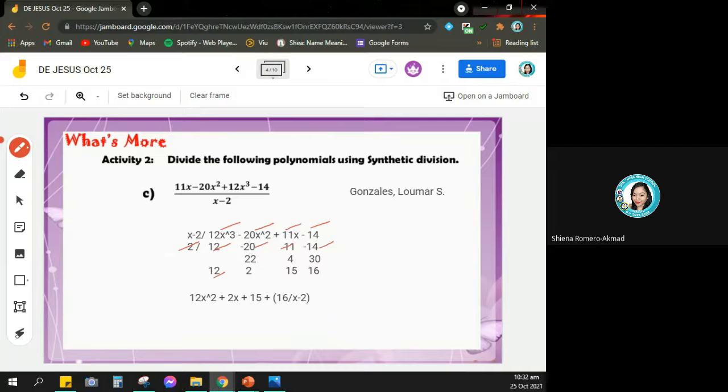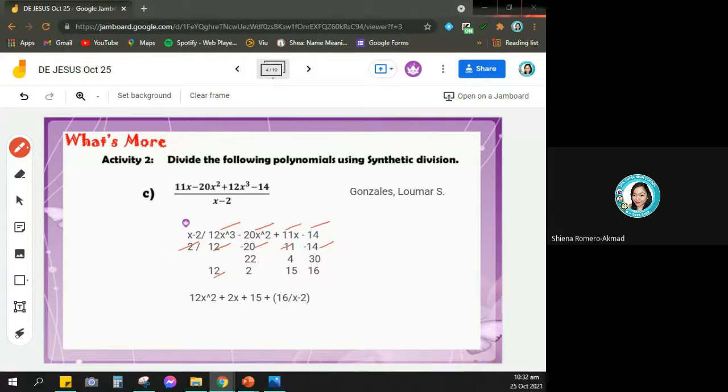Tingnan nyo to. 12 times 2. Is it 22? Naku, nag-aalisan na sila. Ayaw nila ng lesson. 18 na lang tayo. Very good yung mga to ha. Nakapag-attendance lang. 12 times 2.